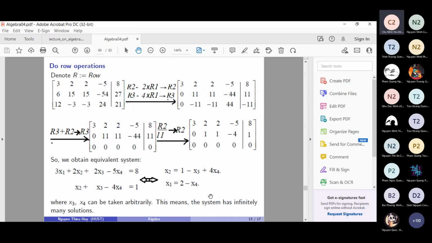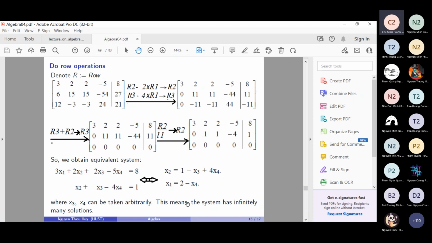Okay, even in the case that the system has infinitely many solutions, we can use Gauss elimination to find all of the solutions. Here, all of the solutions can be represented in this way: x1 equal 2 minus x4, x2 equal 1 minus x3 plus 4x4, where x3 and x4 are arbitrarily taken. So this means you have infinitely many solutions, because x3, x4 can be taken as any values.